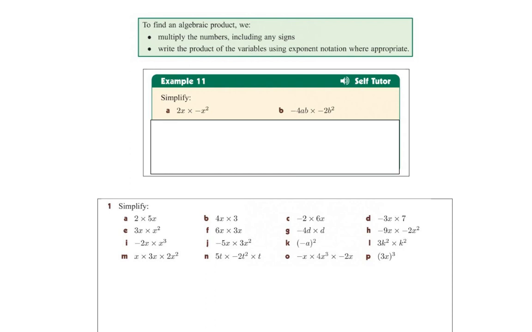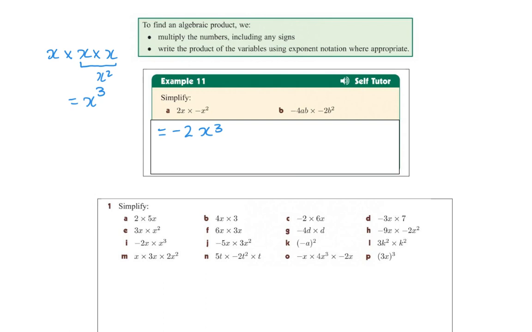We've got 2x times negative x squared. So the numbers 2 and negative 1 will give us negative 2, and the letters x times x squared will give us x cubed. Now if you're not sure why, let's write it out. X times x times x, there's our x squared, and altogether that gives us x cubed. We've got 1, 2, 3.